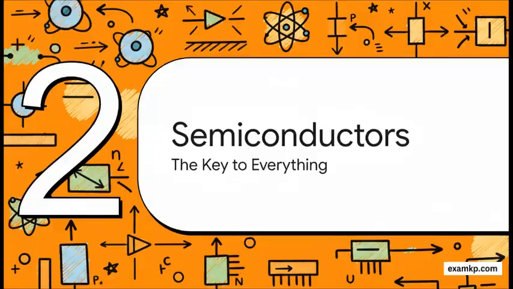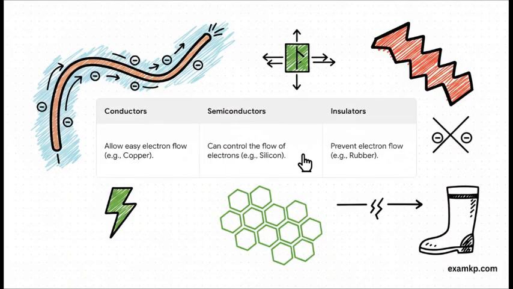This really lays it all out. Over on the left, you've got conductors like copper, an open road for electrons. On the far right, insulators like rubber, a total roadblock. And right there in the middle, you have our hero, semiconductors like silicon. They are like a road with traffic lights, giving us all the control.